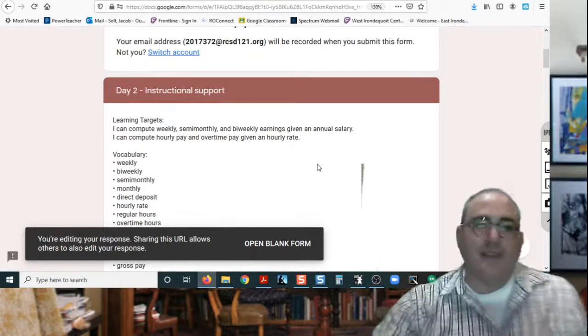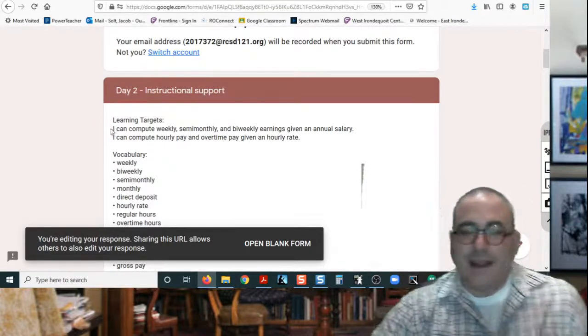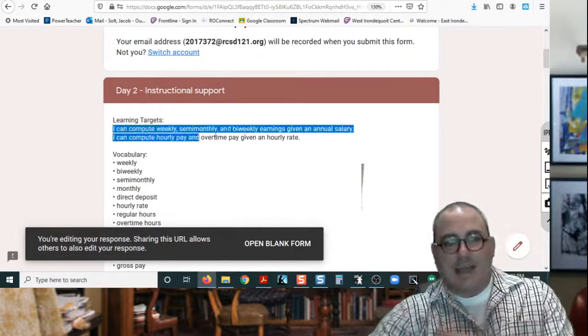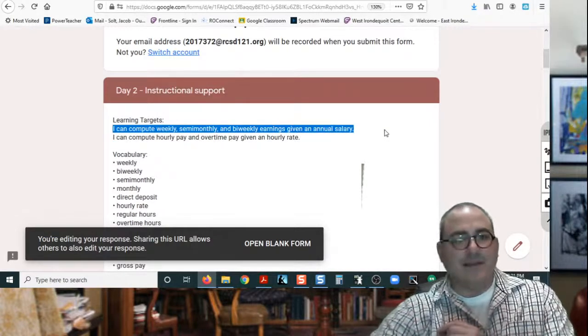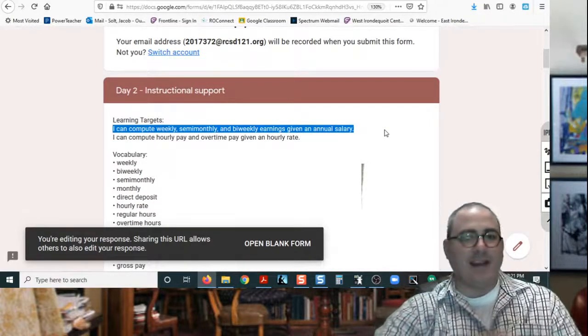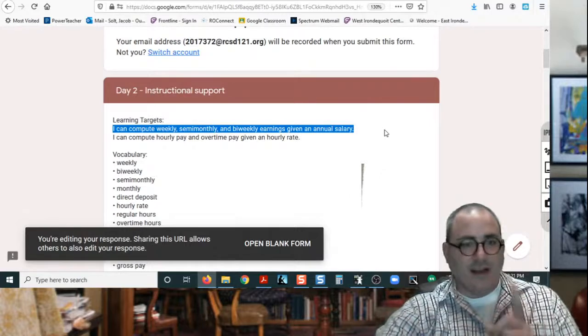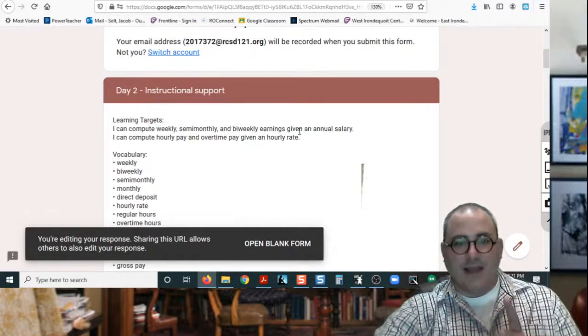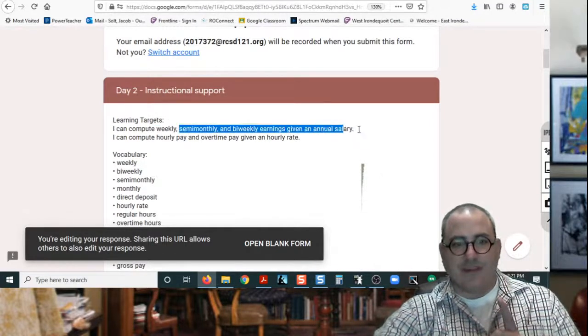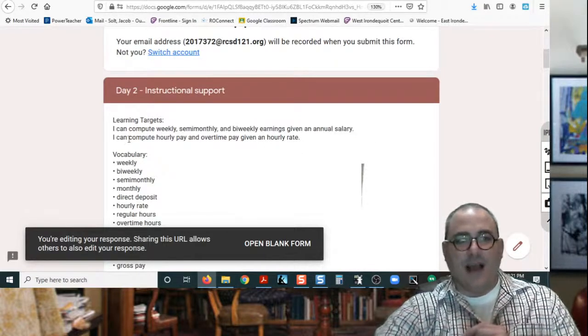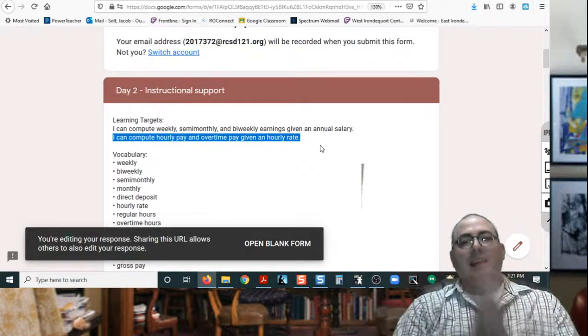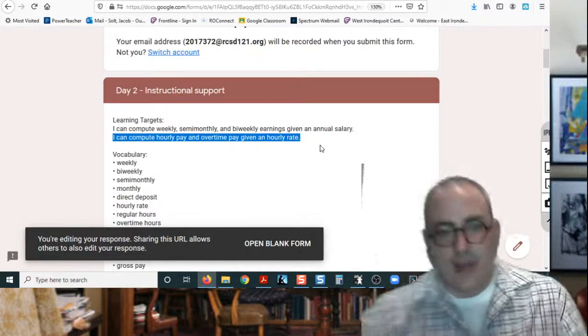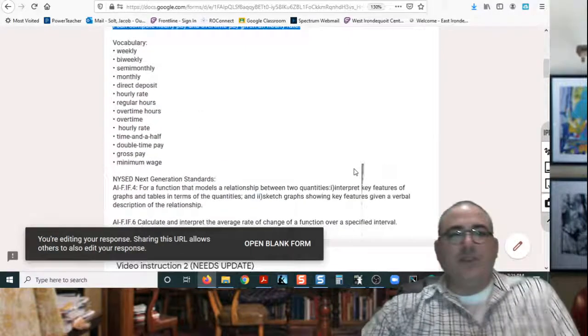Let's take a look at those learning targets. Remember, by the end of this, you should be able to say, I can compute weekly, monthly, and biweekly earnings given an annual salary. We've actually done some of these. At least, I think we already did the semi-monthly and biweekly last time. You should also be able to compute hourly pay and overtime pay given an hourly rate. We haven't done that quite yet, but we will get to it.